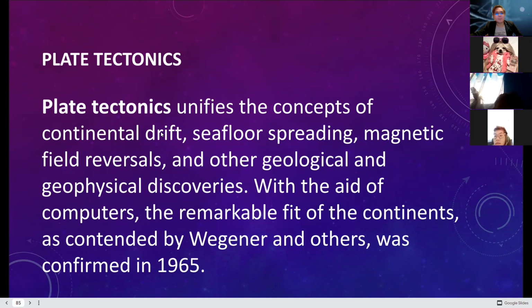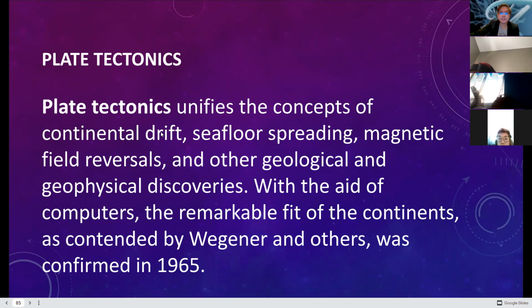Okay, magnetic field reversals and other geological and geophysical discoveries. With the aid of computers, the remarkable fit of the continents as contended by Wegener and others was confirmed in 1965. Okay, the studies of plate tectonics was actually led by Wegener and confirmed in 1965.